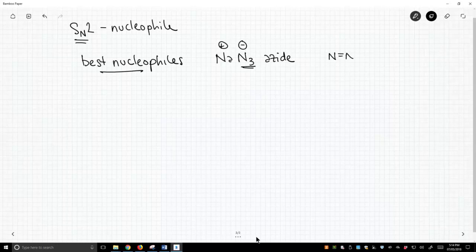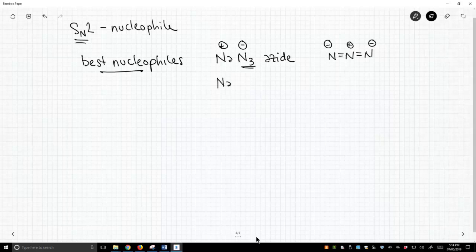N3 is a nucleophile. If you want to know how this looks, it's kind of a weird anion. It's 3 nitrogens in a row. Fantastic nucleophile. If people use sodium azide, they are intending to do an SN2. There's no question about it.